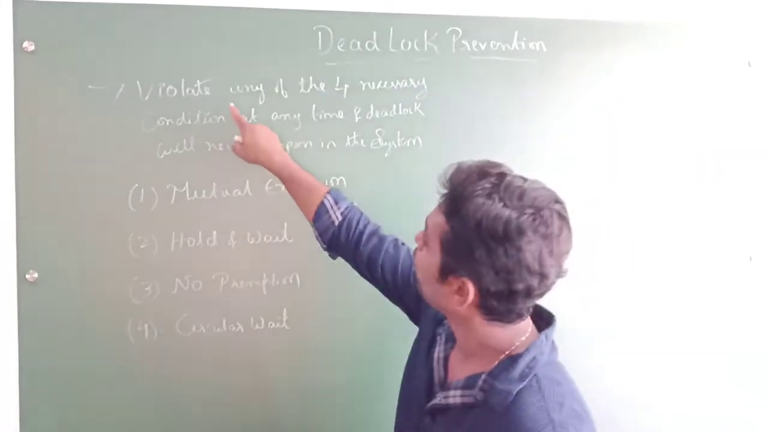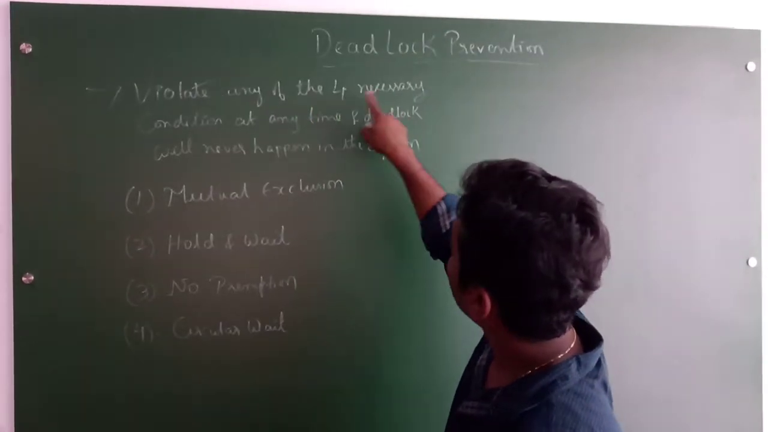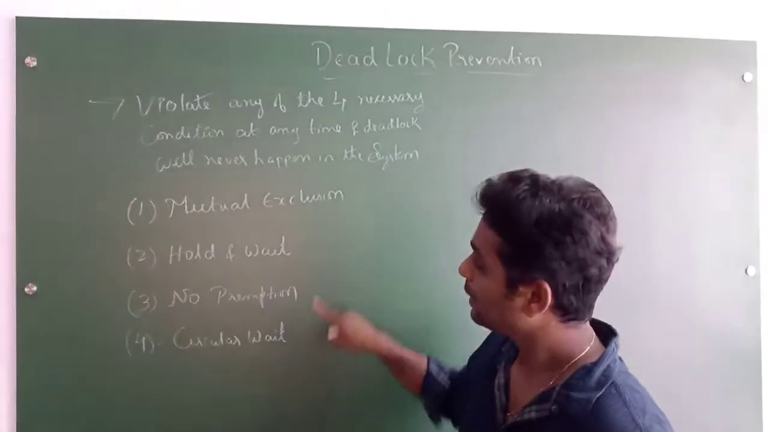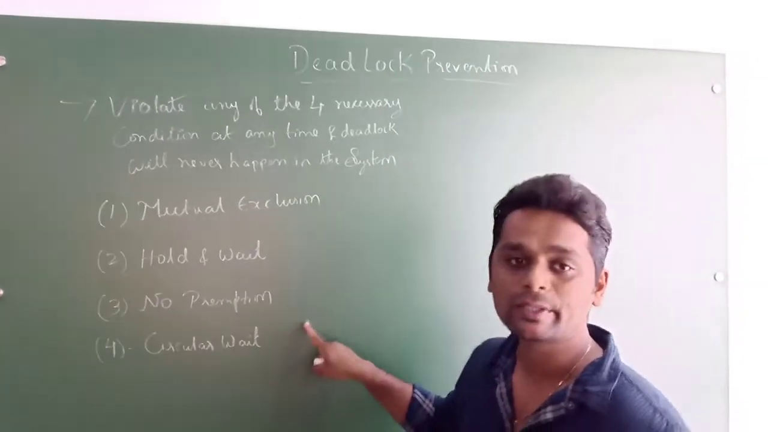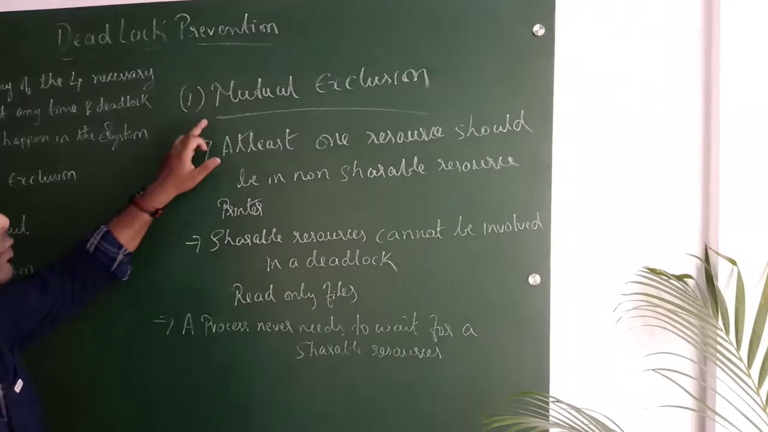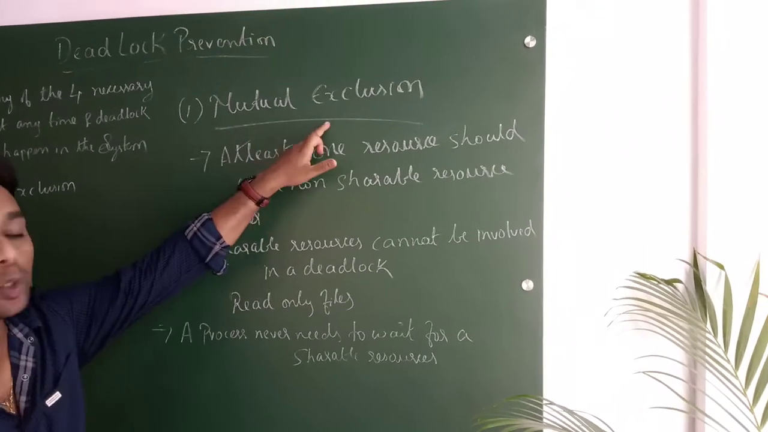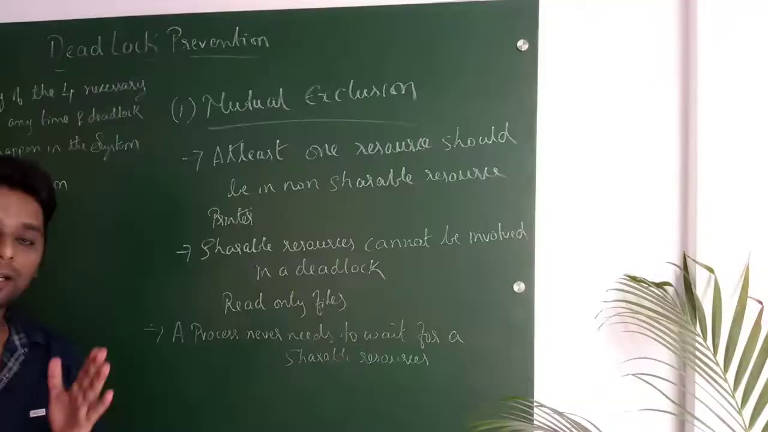So they said to violate any of the four necessary conditions. They are mutual exclusion, hold and wait, no preemption, and circular wait. In this first one, we'll discuss mutual exclusion. We have already discussed it.